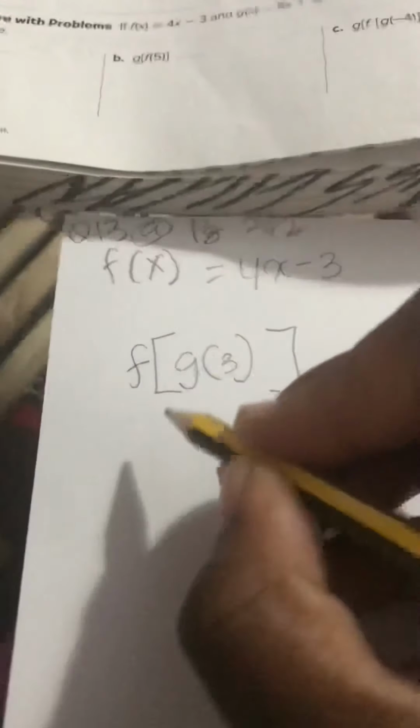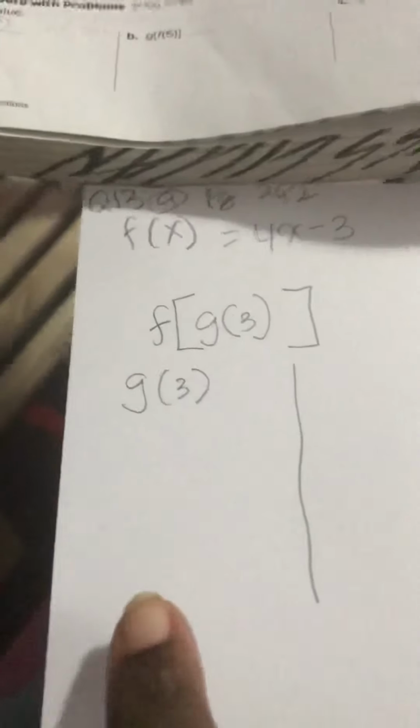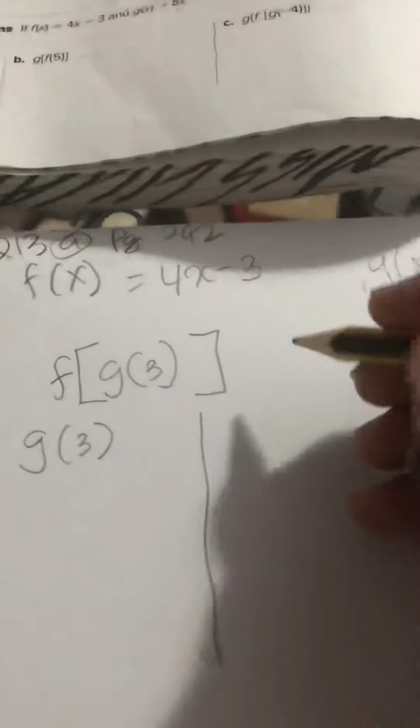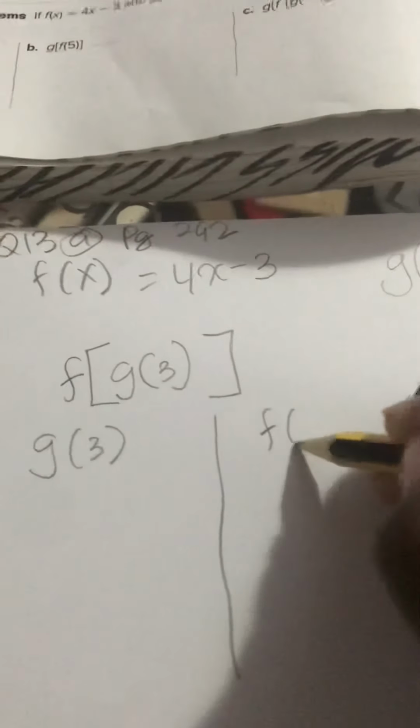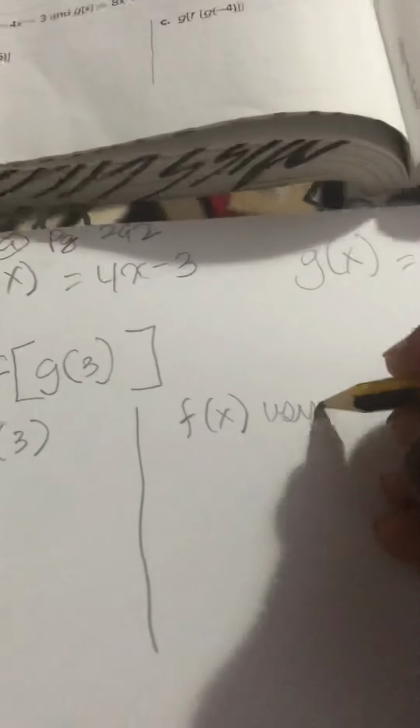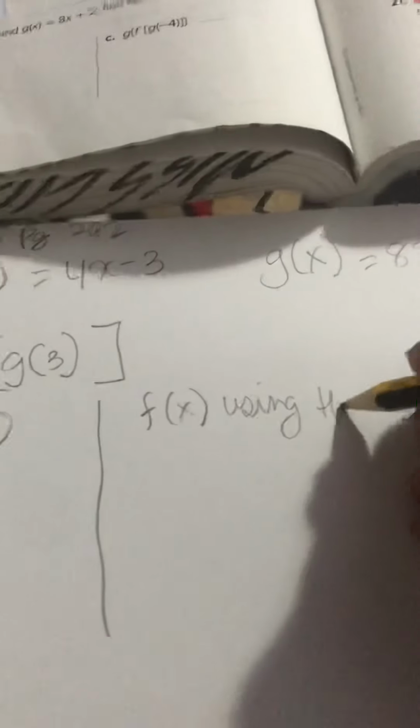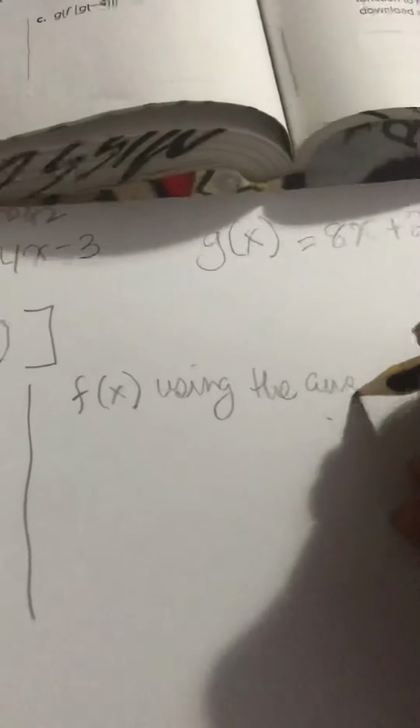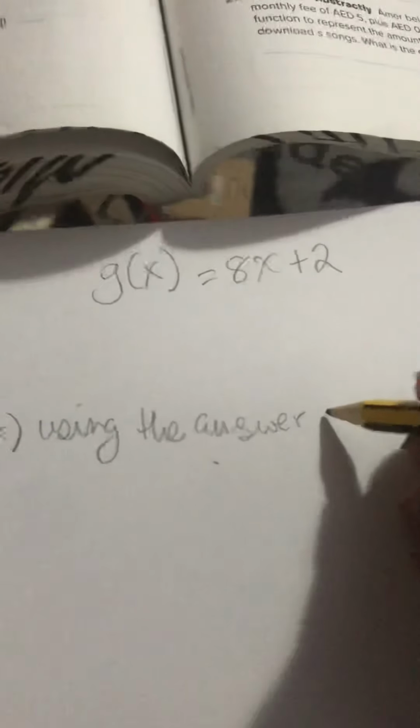So this should tell you that you are going to do 2 steps. This question has 2 steps. Step 1, you do the inside. Step 1, you will do when g is 3. Then the answer for g, you will use it to do f of x. Okay? Using the answer for g. Now let us do g.